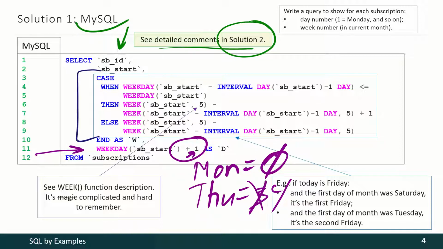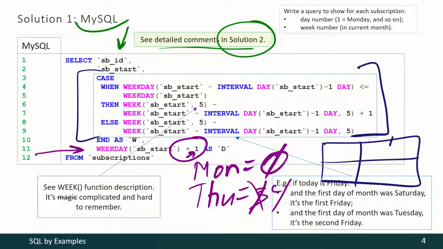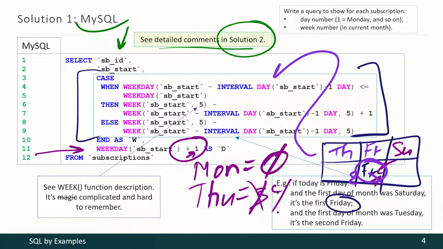This sophisticated calculation is needed for the next reason. Let's imagine some calendar. And let's assume the analyzing day is Friday, the Friday in the second week of that month. So here it is. If, for instance, the first day of that month is Saturday, that's the first Friday of that month. But if the first day of that month is Friday or Thursday, then it's not the first but the second Friday of the month. And that situation is analyzed here in this block of code.